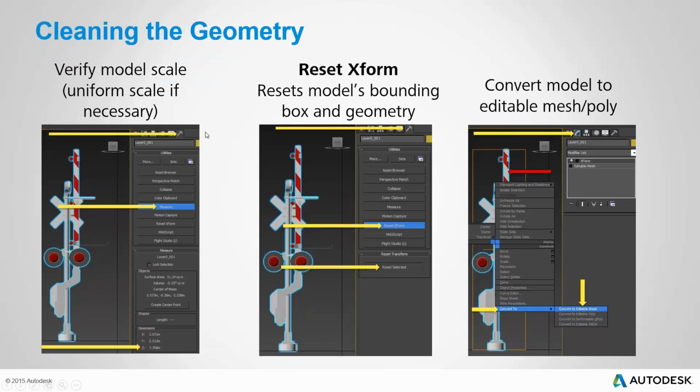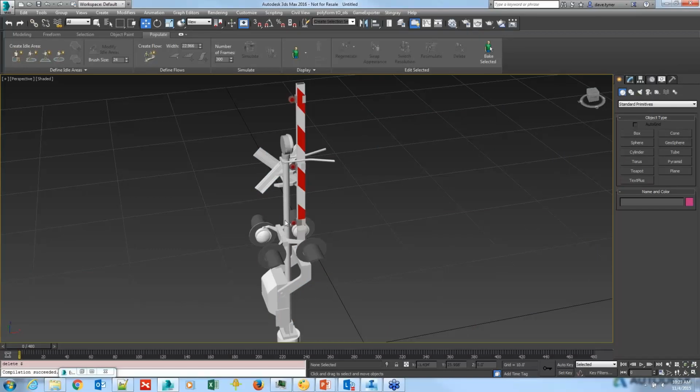All right, so now we want to clean the geometry. So we want to verify the scale, and we want to reset the transform. Resetting the transform can be a confusing concept, just because it's kind of weird. So we're going to look at what that means, and then we're just going to convert this thing back to a mesh. So let's go ahead and do that right now.